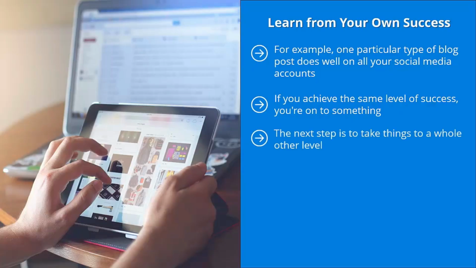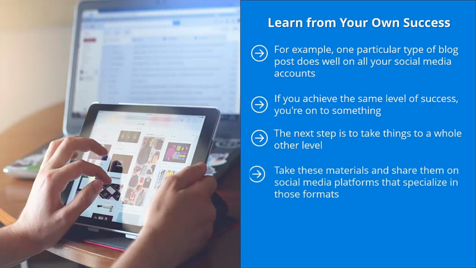The next step is to take things to a whole other level. Instead of just cranking out yet another blog post, create videos about that theme. Make specialized diagrams. Produce infographics. Take these materials and share them on social media platforms that specialize in those formats. For example, for blog post URLs, share them on Twitter and Facebook. For videos, share them on YouTube. For diagrams and infographics, share them on Pinterest.